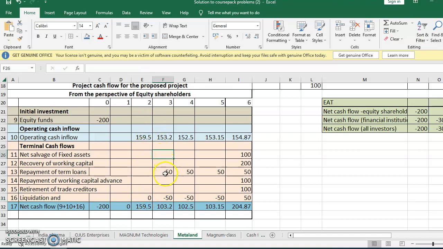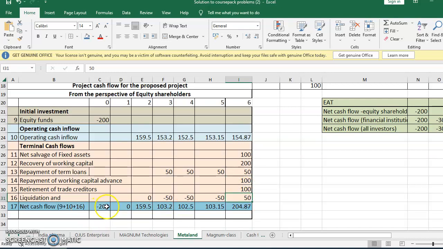In year 3, we have repayment. We don't have any salvage of the fixed asset. Salvage of the fixed asset and working capital is at the end of the 5th year or the beginning of the 6th year, in other words. So we have only repayment of the term loan, which is minus 50. This year also it is minus 50 and minus 50, and we have taken liquidation of term loan at the end of the 5th year, which is 50. Now how did we get this? 100 plus 200, which is 300. 300 minus 50 is 250. 250 minus 100 is 150. 150 minus 100 is 50.